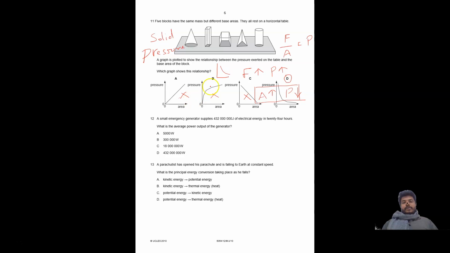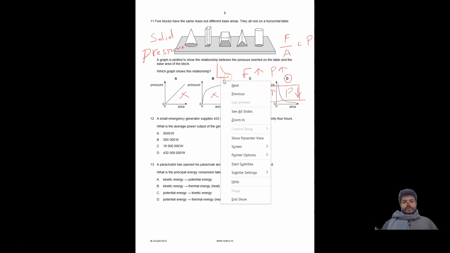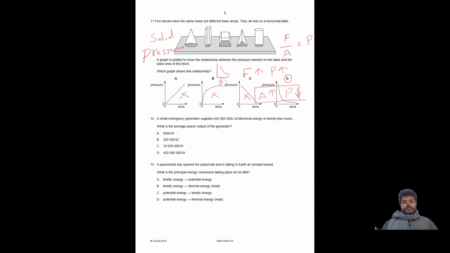Okay. How can we prove inversely proportional? If area is doubled, pressure is halved. You can check the numbers. Here is 2, for example, here number 4. So area is doubled and you draw a line to the pressure. Here is pressure and here is area. Area is doubled from 2 to 4. Pressure is halved.